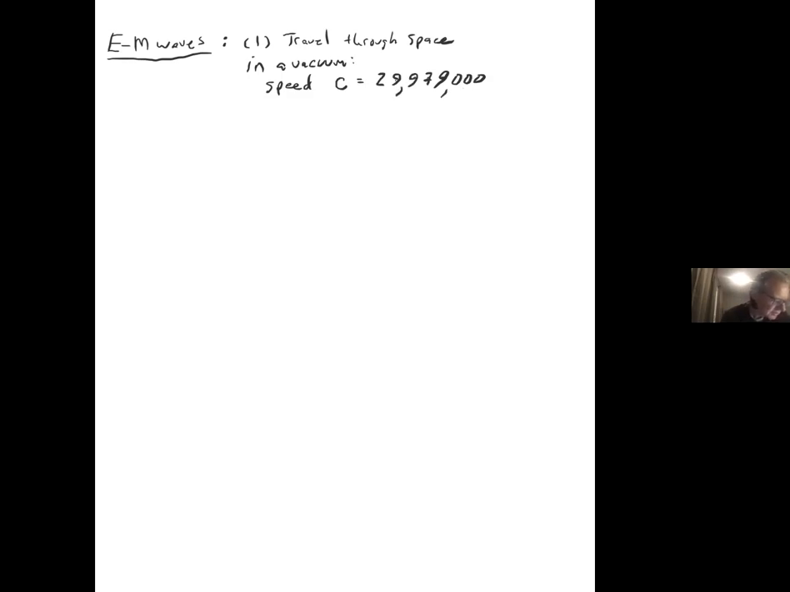Four, 5, 6, 7. Wait a minute. Let me see. Let's get that right. Actually, that would be 3. So I was right. I was closer the first time. Sorry. Let me do it this way. My counting is not going very well. So let me put it in scientific notation. Okay. I'm going to put it in different units.